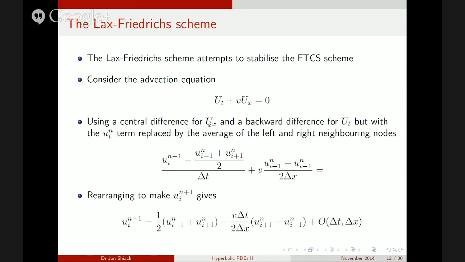So if we again use a second order central difference for the spatial derivative, forward in time, but with the exception that the ui term in the time derivative is the average of the left and right neighboring nodes. So with the forward time center space scheme, this was just ui. Okay, with the Lax-Friedrich scheme, we replace it with the average of the left and right neighboring nodes. Okay, rearrange to make this the subject gives you this scheme here. That's just that rearranged so that that term there is the subject, and that's called the Lax-Friedrich scheme.